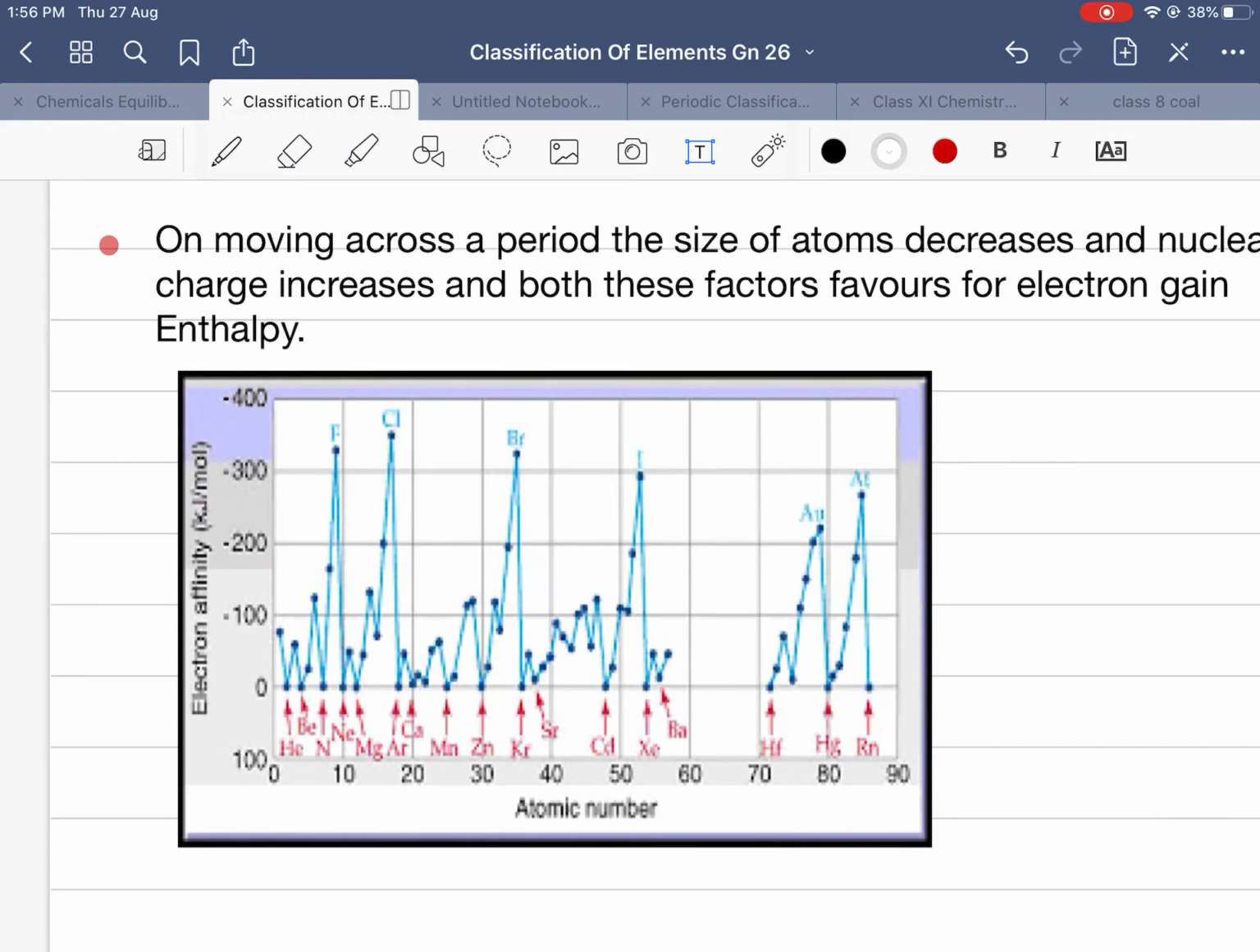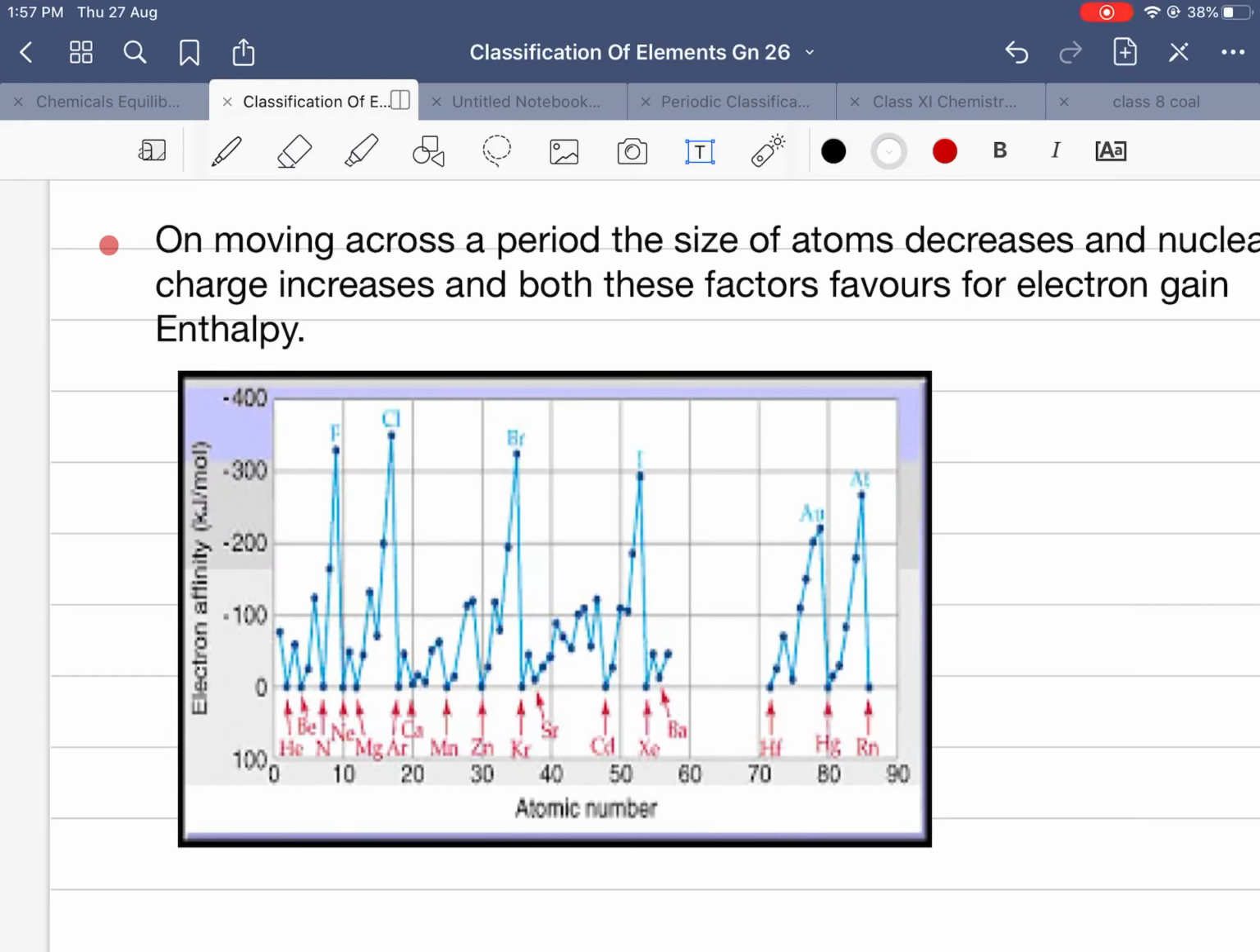The noble gases have little or no tendency to accept an electron. Thus, all the noble gases have electron gain enthalpy less than 0. This means that anions of noble gases would be inherently unstable. The electron gain enthalpies of metals are generally lower than those of non-metals. But the second electron gain enthalpies are always negative.